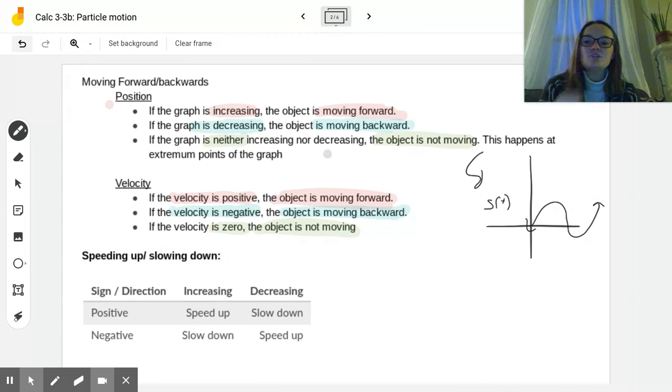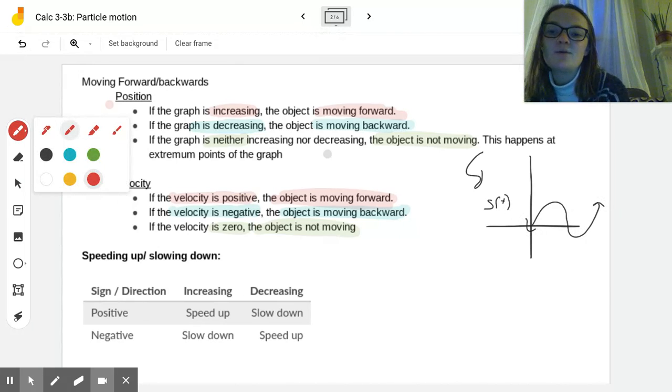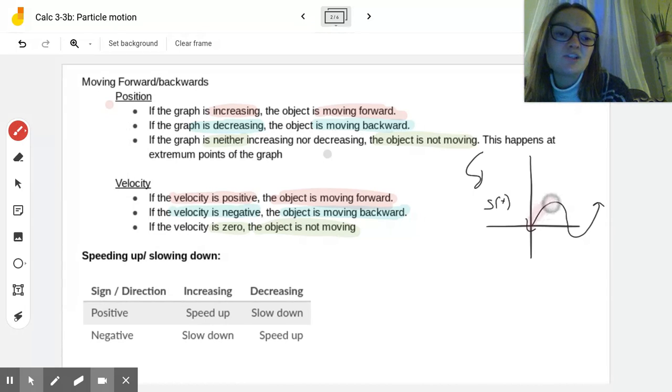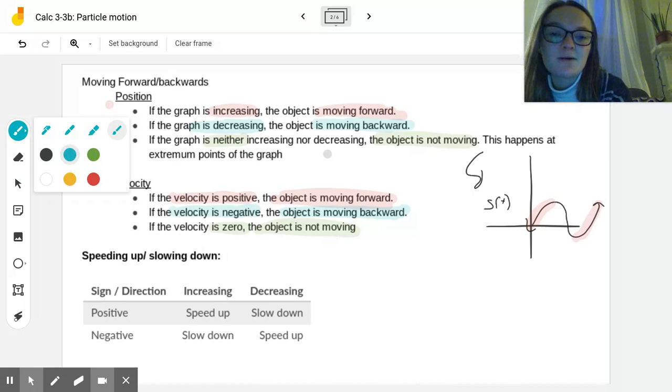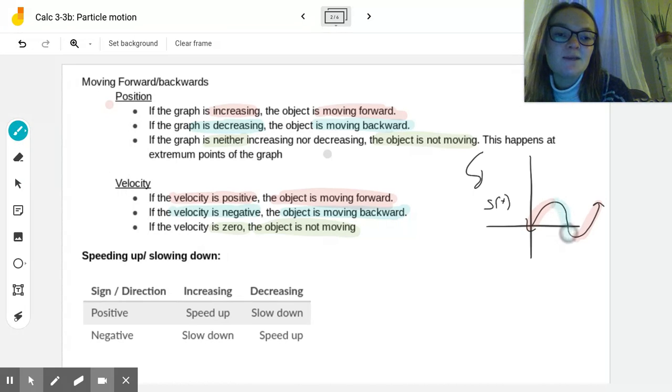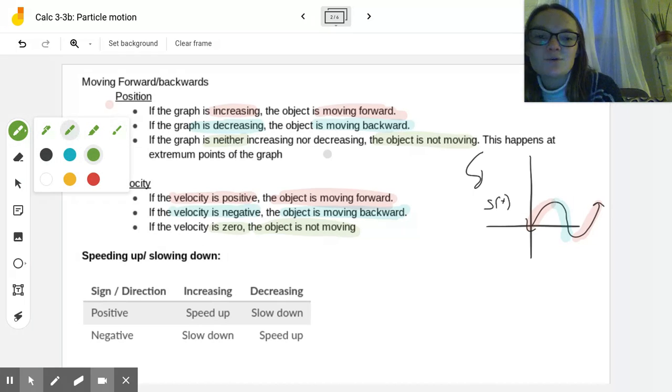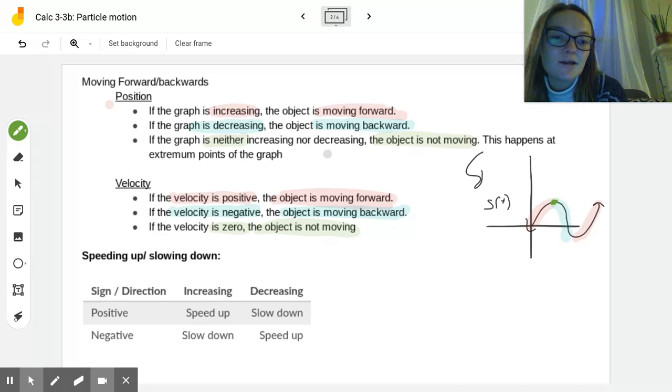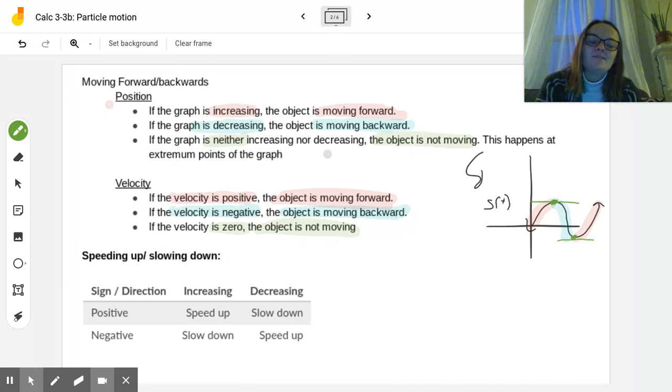When the function is increasing, that means it has a positive slope, and I know the object is moving forward. If the function is decreasing, if it has a negative slope, the object is moving backwards. When it has neither an increasing nor decreasing slope, right here and right here, the object is not moving at all. In fact, that is a max or min, and that is where the derivative is equal to 0.